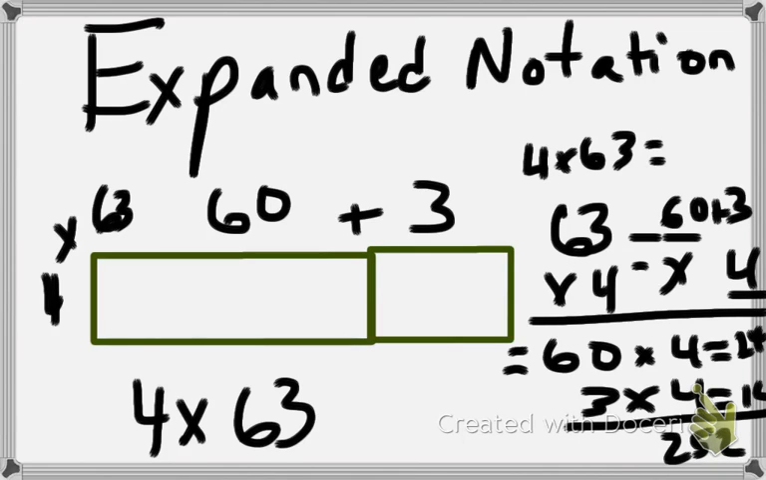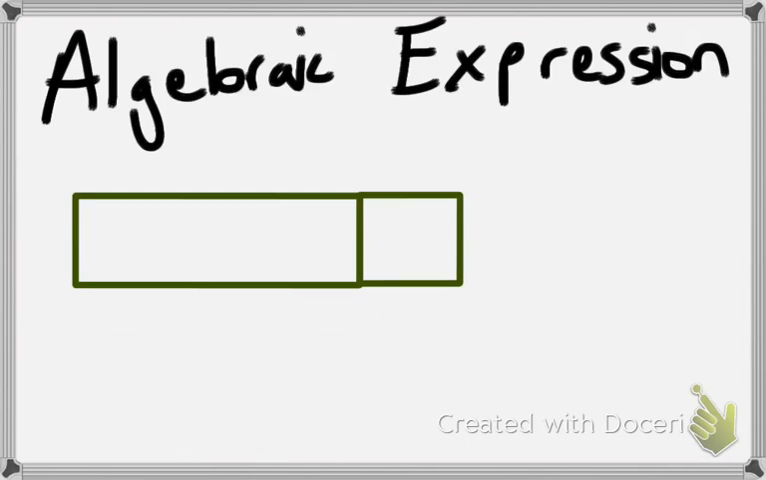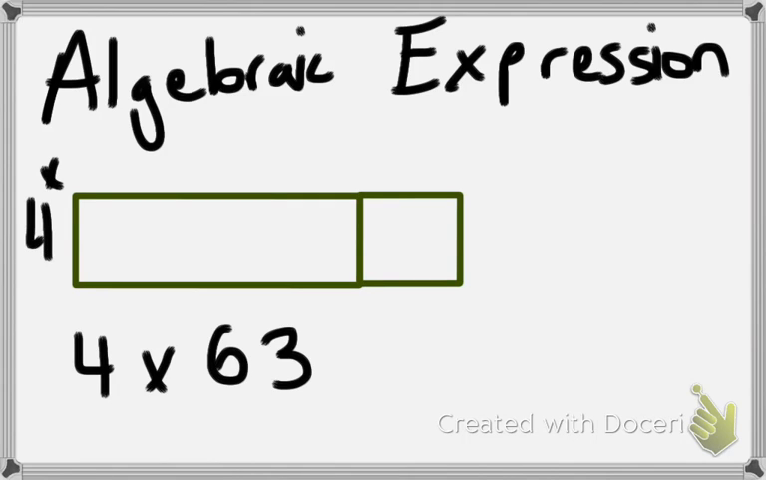So the only difference is instead of doing the work within the area model, we're breaking out the problem into the place value combinations: 4 times 60, 4 times 3. The final method is algebraic expression, which uses the distributive property in the problem. We're going to continue with this easy problem of 4 times 63, which is 60 plus 3.